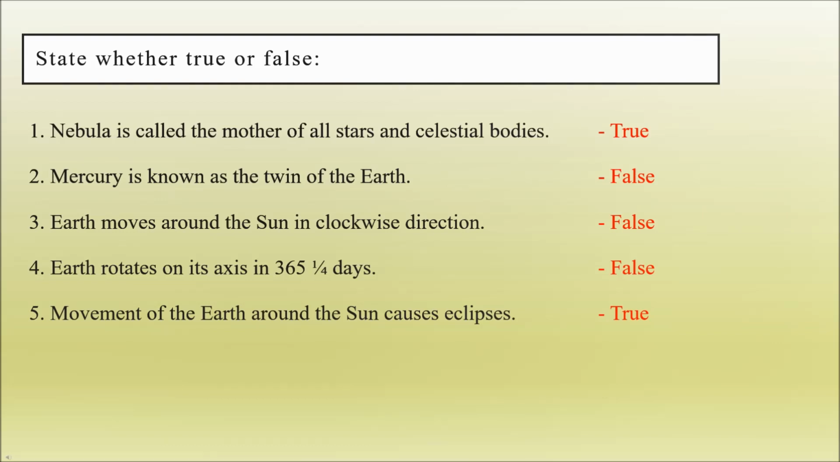State whether true or false. Nebula is called the mother of all stars and celestial bodies. Answer is true. Mercury is known as the twin of the Earth. Answer is false. Earth moves around the Sun in clockwise direction. Answer false. Earth rotates on its axis in 365 1/4 days. Answer false. Movement of the Earth around the Sun causes eclipses. Answer true.